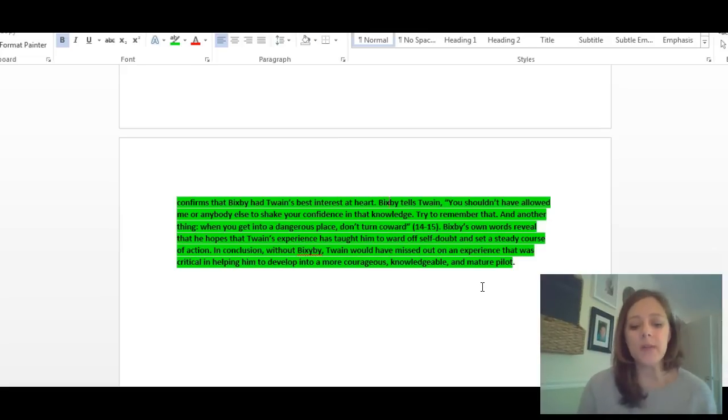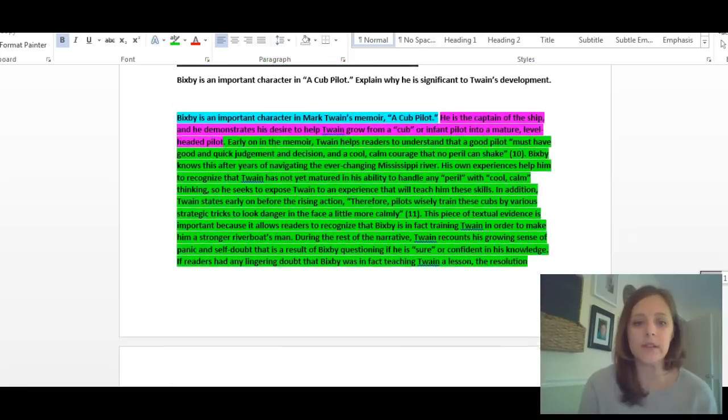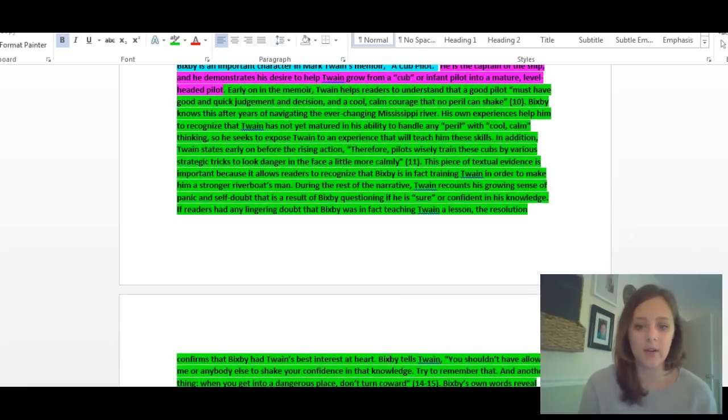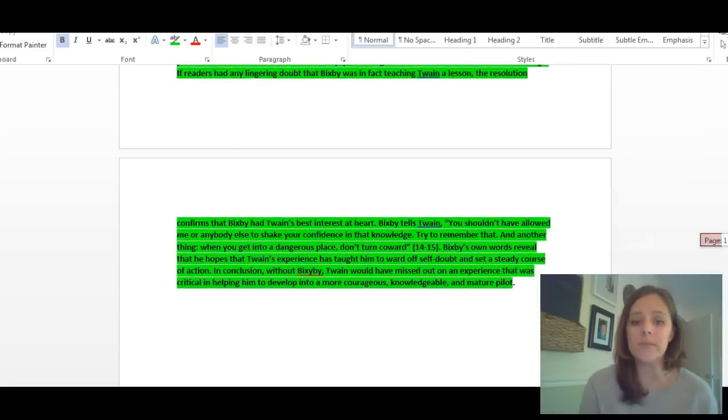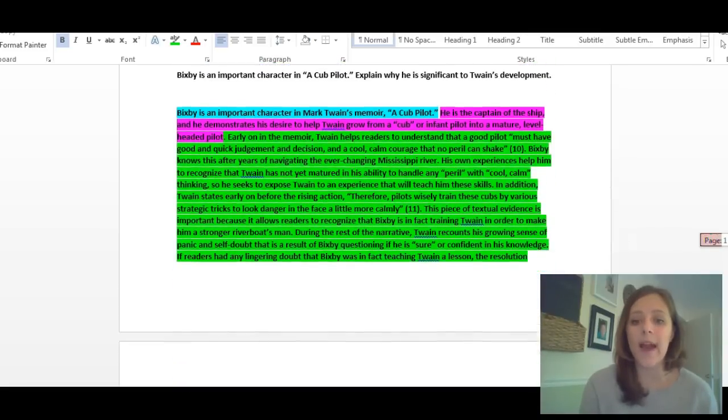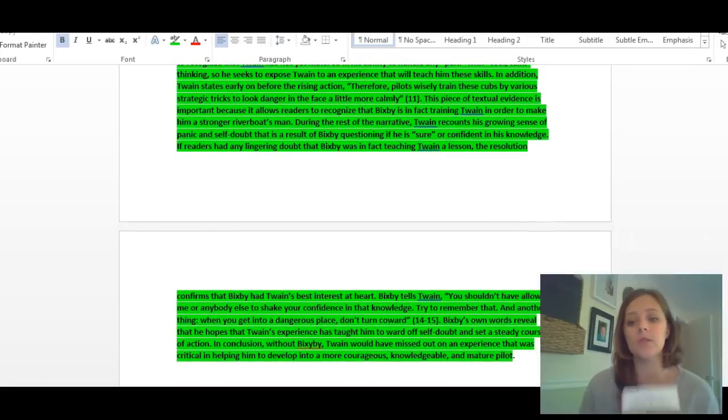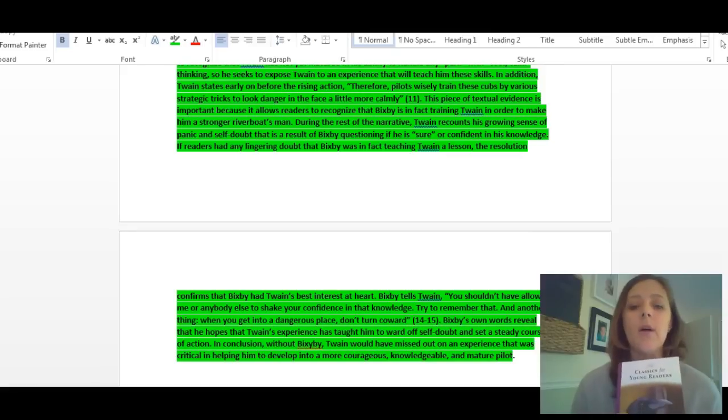So I hope this helps you just to have a better understanding of what a very well-constructed response looks like, and I'll try to get it all on the screen. I can't quite fit it because of the page break, but it's pretty long. It's a good-sized paragraph, and remember, the way I get that much is to use textual evidence with explanations throughout my response. All right, thanks so much, guys.